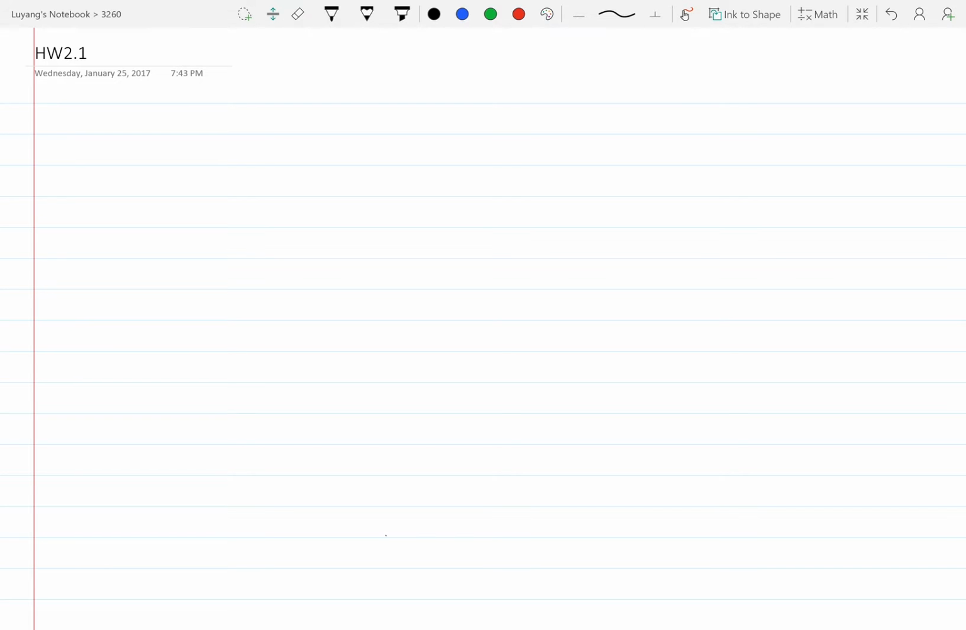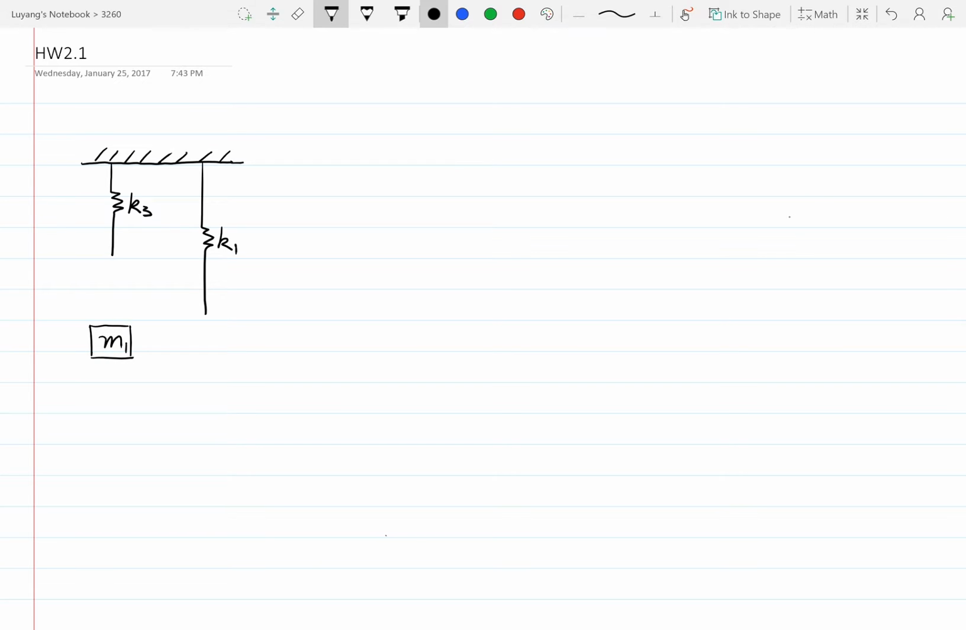Okay, for the first problem, let's draw the free body diagram first. So here there's a wall. There is a spring here, K3. There's another spring here, K1. And under K3 there's a small block M1.